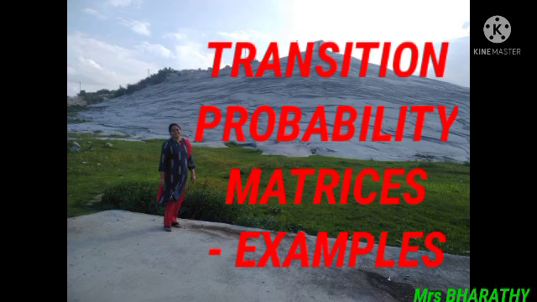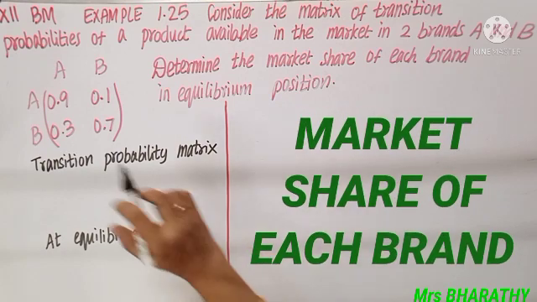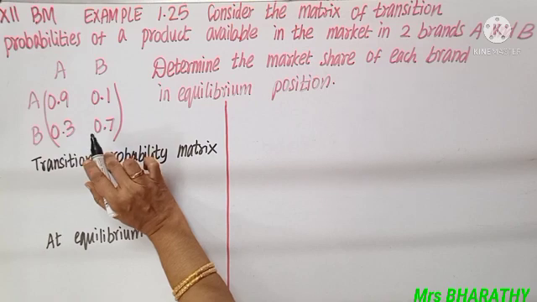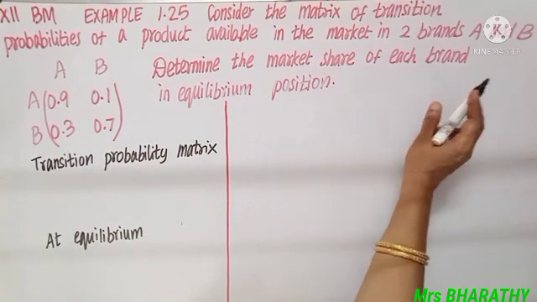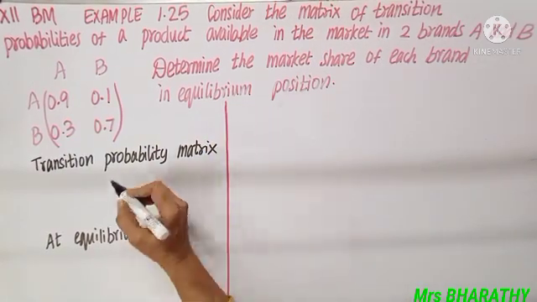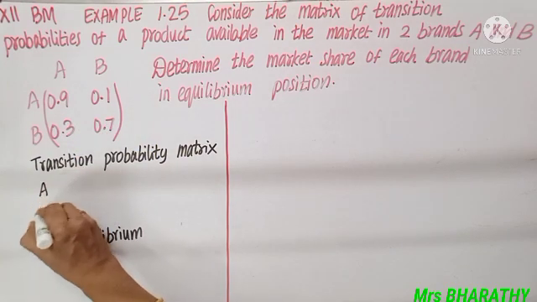Good morning, children. In today's class, we are going to learn some examples on transition probability matrices. Example 1.25, we are given a transition probability matrix. We need to find the market share of each brand, say A and B, at equilibrium position. What is the transition probability matrix given? Let us copy as it is.